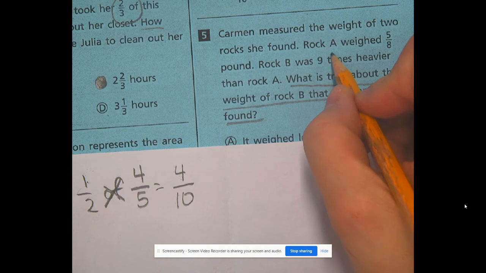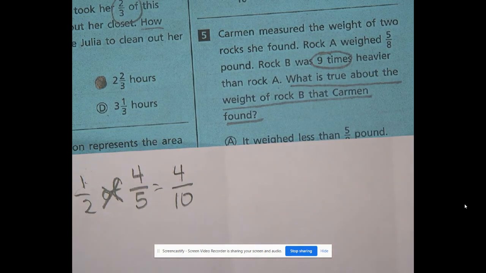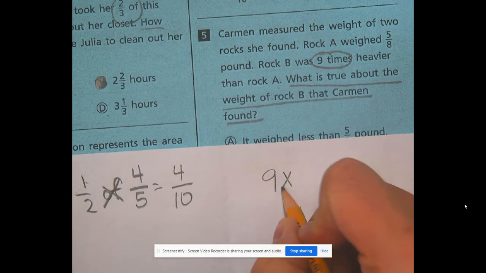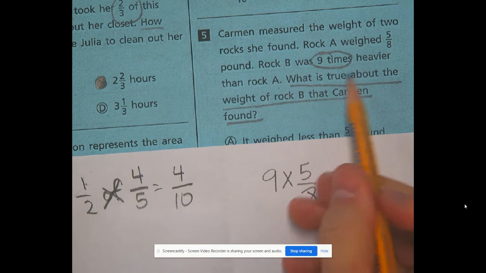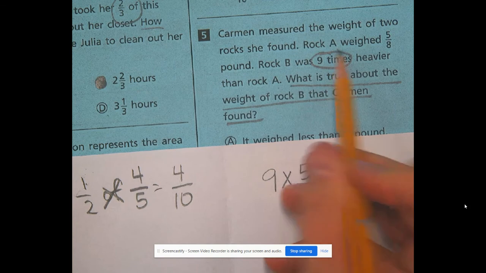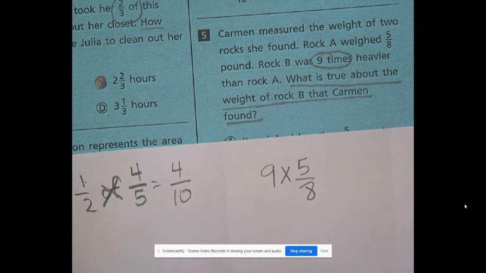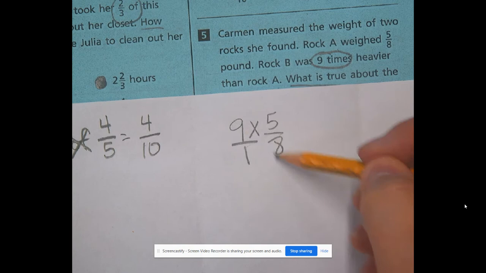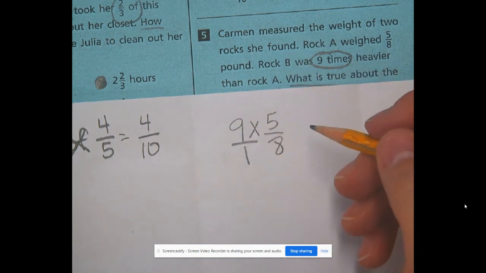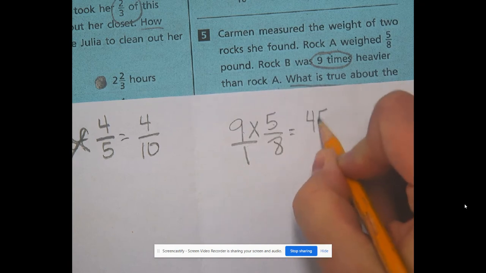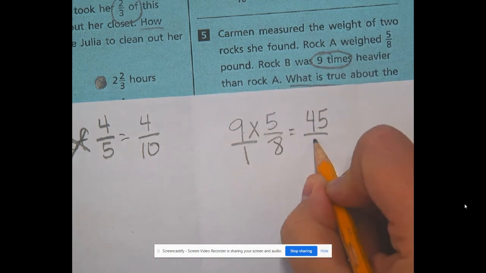9 times. What does that tell us to do? Multiply. 9 times 5/8, right? Because it's 9 times heavier than rock A. Okay, what do I do? Put 9 over 1. Okay? Can't cross cancel, so we're going to multiply straight across. 9 times 5 is 45. 1 times 8 is 8.